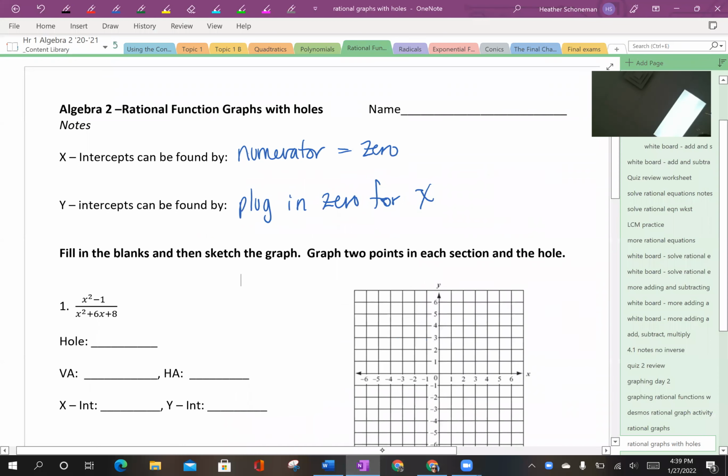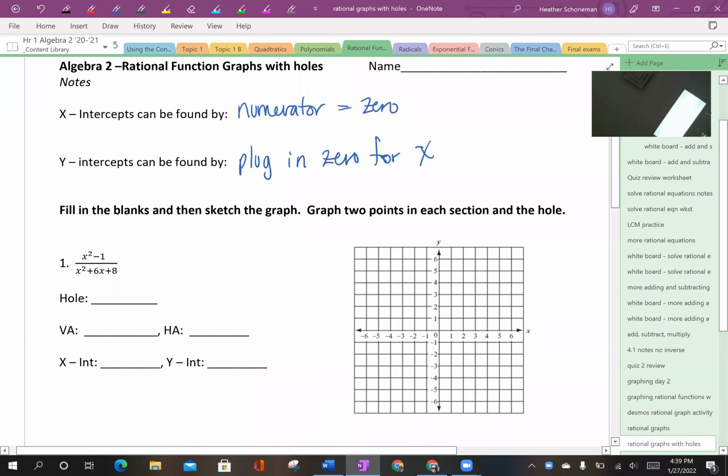Okay, this video is still more rational graphs, and most of it is going to be the same, but this time some holes are going to occur. And just like last time, a lot of the things are the same. The way you find vertical and horizontal asymptotes, the same. The way you find x and y intercepts, the same. It's just that we have to acknowledge that a hole occurs in the graph. So the whole graph is going to be there, except at one point, there's a hole and everything else exists.